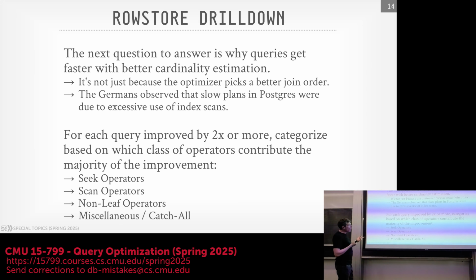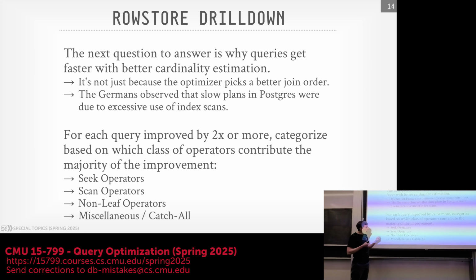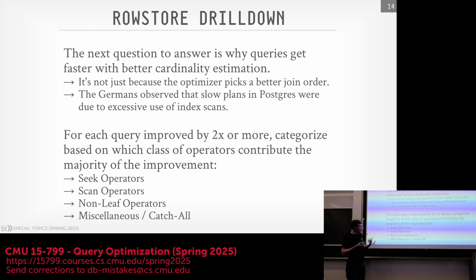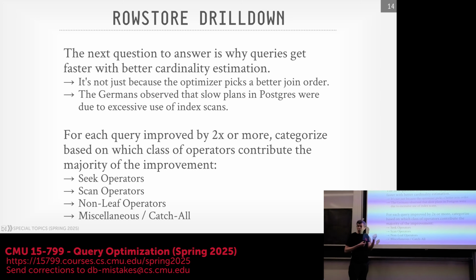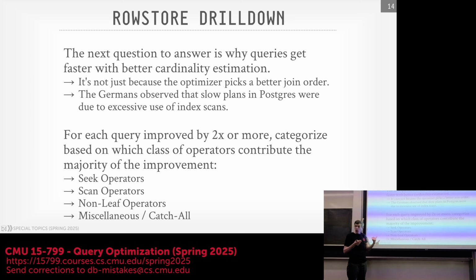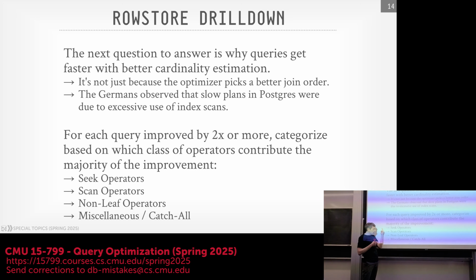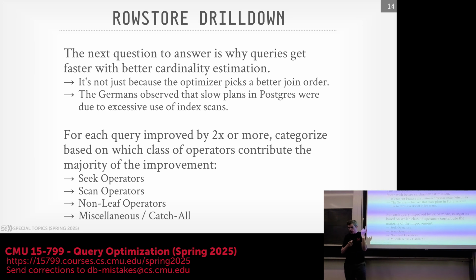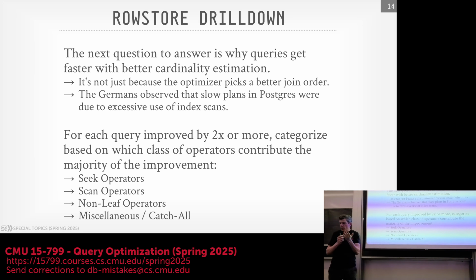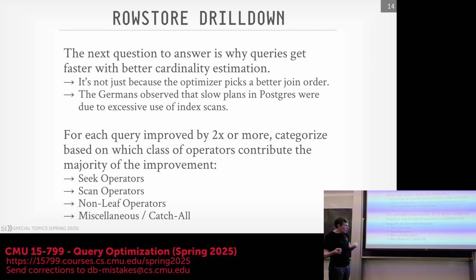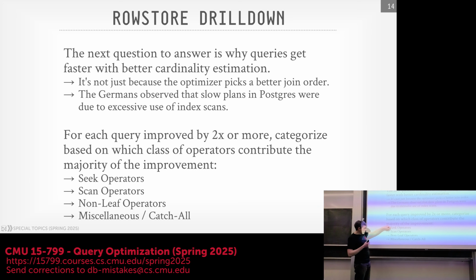So what they're going to do is, for all the queries where you got 2x better, categorize them based on which class of operators within the query plan generates 50% or more of the overall improvement that they're seeing. The first category is seek operators or index scans. So these are if you're accessing a base table with an index and doing basically random I/O, so index probes, index scans. That would be the first category.